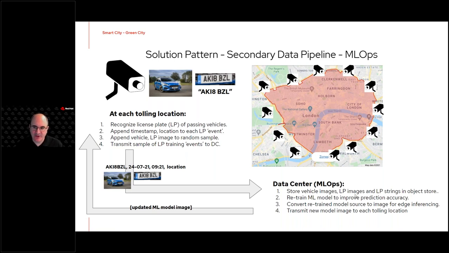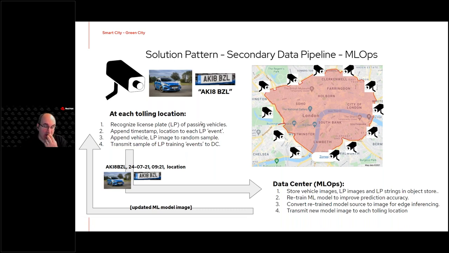Here, as we are storing those images, we are able to check the accuracy of our model and eventually retrain the model to improve our prediction. Once this model has been retrained, of course, we can send it back to each of our tolling locations where the real-time inference is happening, okay?